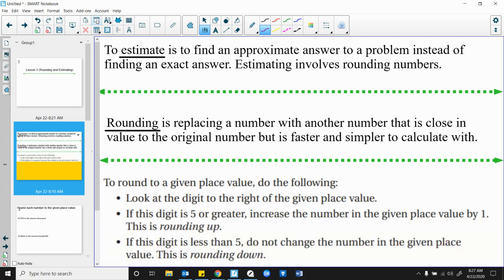These steps you should be very familiar with. To round to a given place value, do the following. You look at the digit to the right of the given place value. We're going to go over this in a second, and I would like you to write down these steps. If it's 5 or greater, increase it. If the digit is less than 5, don't change it. So let's write down: if it's 5 or greater, increase. If it's less than 5, do not change. That's all you really have to write down.